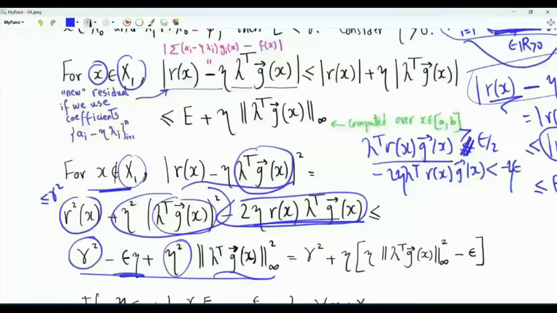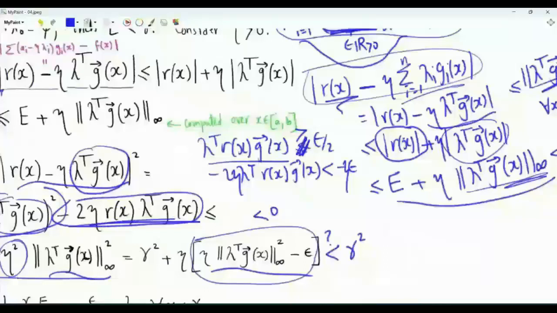I can write these three terms as gamma squared plus eta, and then inside the bracket we have eta times the L infinity norm squared minus epsilon. Can we make this strictly less than gamma squared? Yes, if we can make the bracket strictly negative. Can we make the bracket strictly negative? Yes, because we can choose eta to be strictly less than epsilon over the L infinity norm squared.